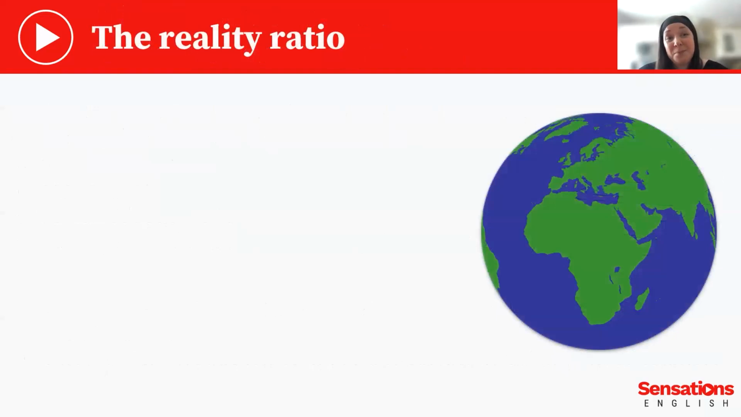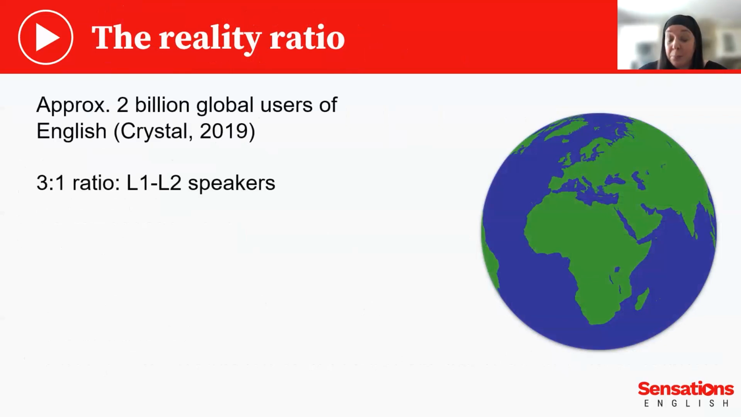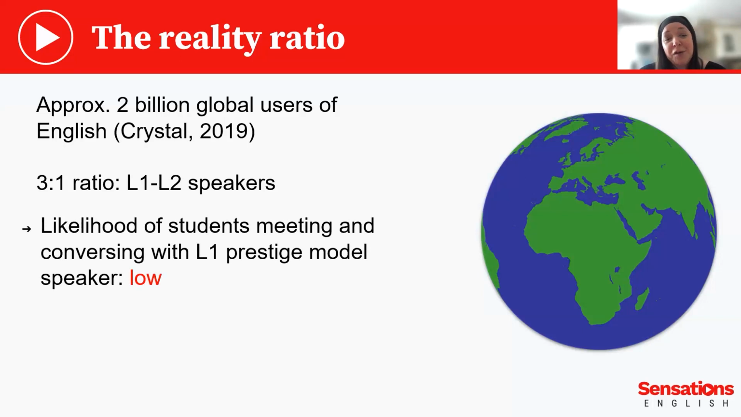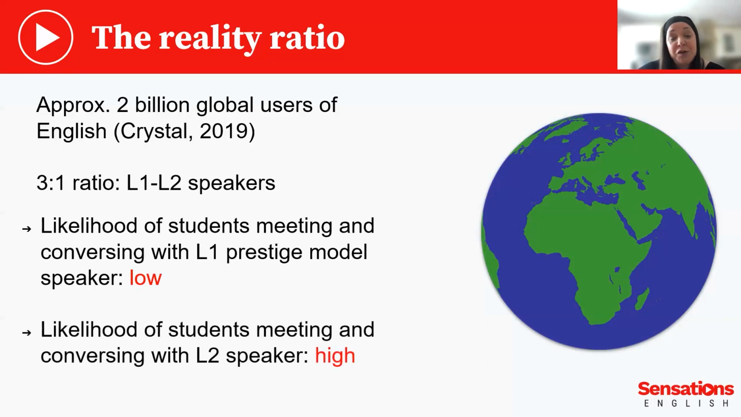And it's also important to consider the reality. The majority of our students are going to be communicating in English more with other international speakers like them. The ratio at the moment of L2 to L1 English users is approximately 3 to 1. So we have far more international English users than native speaker users. So that means that the likelihood of our students meeting and conversing only with L1 prestige model speakers, so with our BBC English or our general American speakers, the likelihood of that happening, low. But the likelihood of our students meeting and conversing with other L2 speakers, high. That is very likely. So we have to consider this.